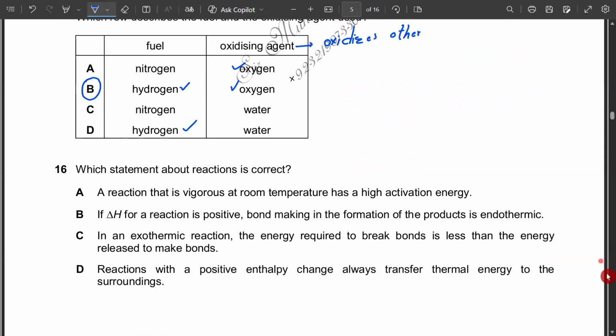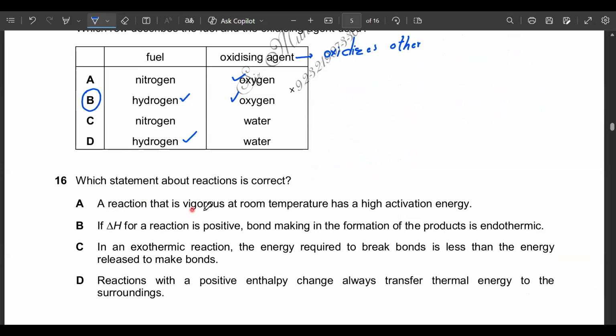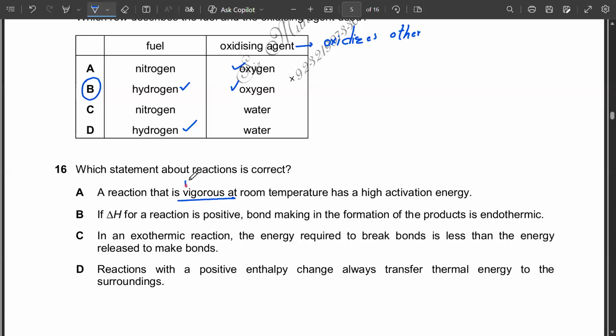The next question. Which statement about reaction is correct? A reaction that is vigorous at room temperature has high activation energy. By vigorous, we remember it means a very fast reaction. A very fast reaction is called a vigorous reaction. So for a reaction to be very fast does not require high activation energy. It requires low activation energy.